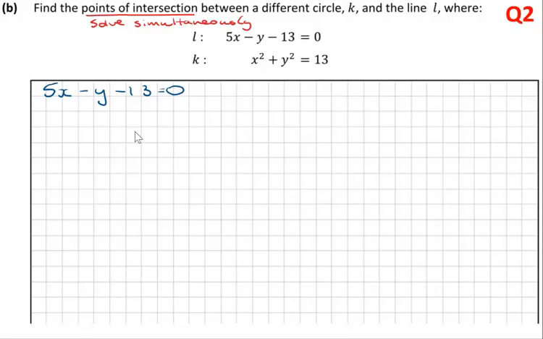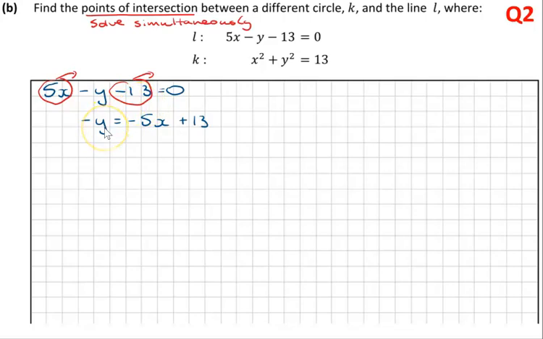You can either solve for x or solve for y, but you have to get one of them on its own. It's much easier to get the y on its own because the 5 is stuck onto the x. So we're going to solve for y. So we're going to bring the 5x and the minus 13 over the equal sign.